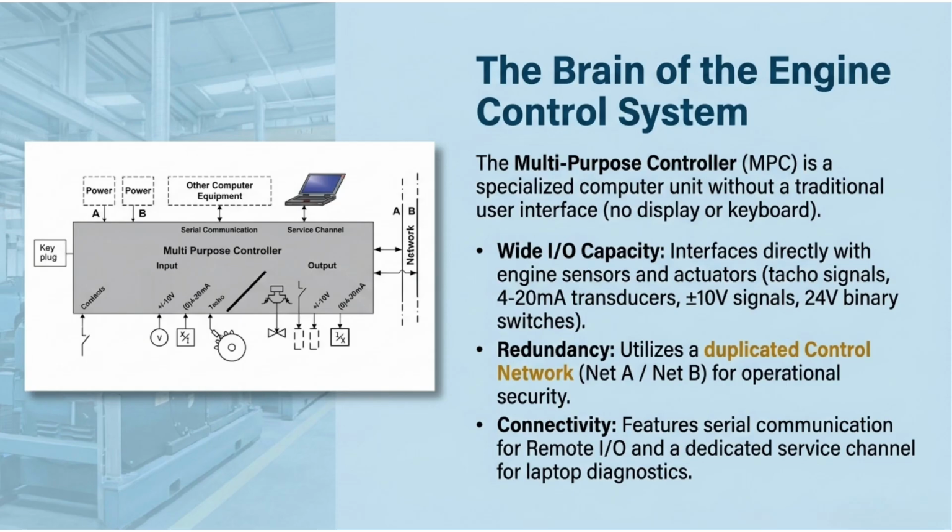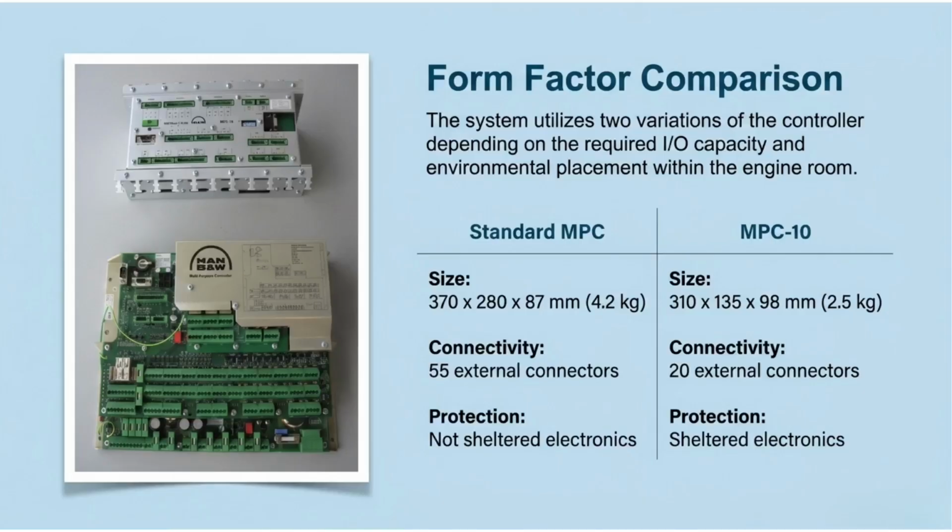For operational security, it relies on a duplicated control network, Net A and Net B, along with dedicated serial communication channels. The system utilizes two physical variations of the controller. The standard MPC is larger, featuring 55 external connectors, and is utilized where electronics do not require physical sheltering. In contrast, the MPC-10 is more compact, providing 20 external connectors and features fully sheltered electronics designed for harsher environmental placements.